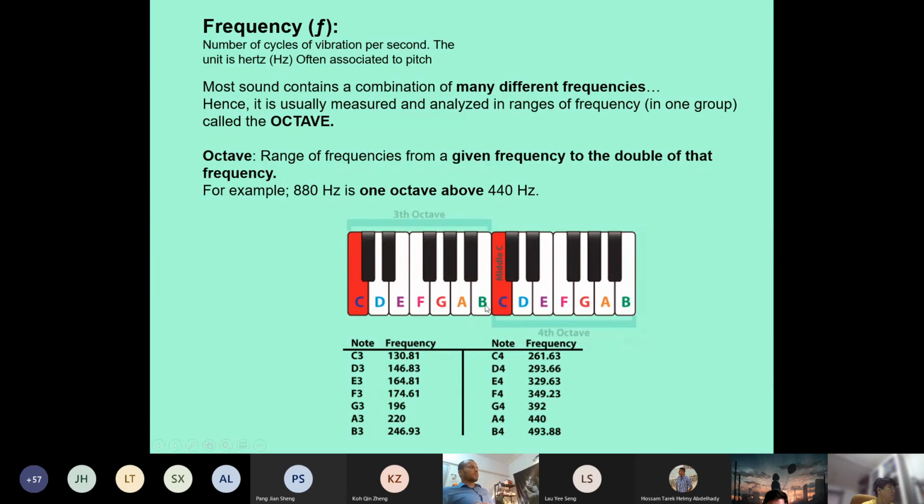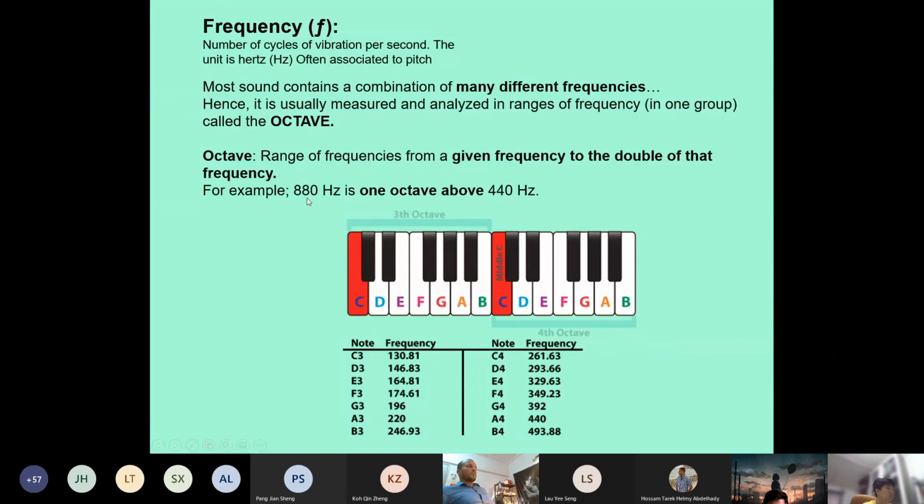For example, from C to this C, there is one octave, or from C to B. So the end of the octave is until B. Anyway, the definition of an octave is a range of frequencies from a given frequency to the double of that frequency.